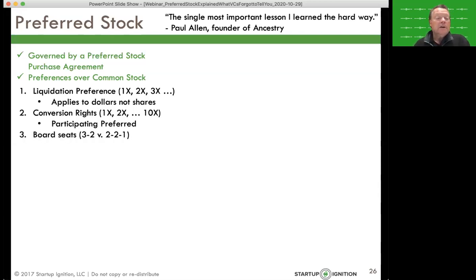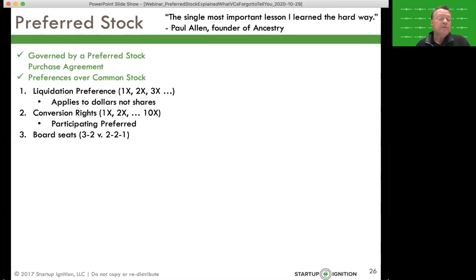Going on, a third preference is board seats. Preferred shareholders get board seats, and this is going to be an important negotiation. The preferred stockholder or investor is going to want a 2-2-1 board, where 2 would be voted in by common shareholders, 2 voted in by preferred shareholders, and 1 voted in by those 4 board members as a 5th neutral board member. You as an entrepreneur are going to fight to keep it to be a 3-2 board.